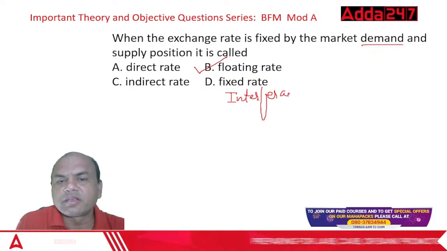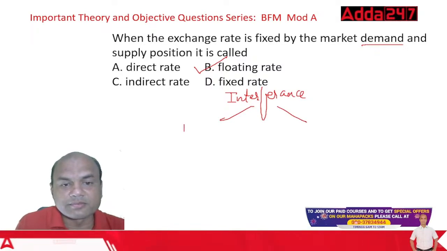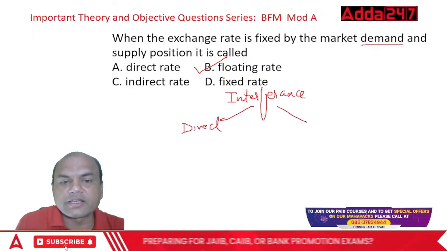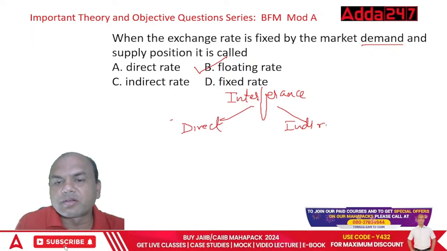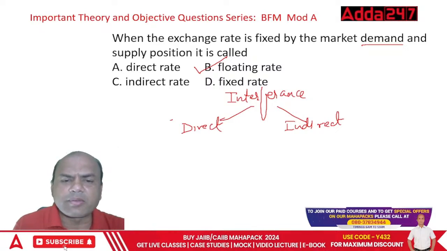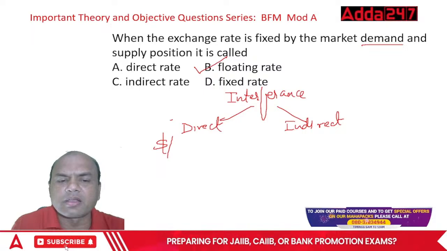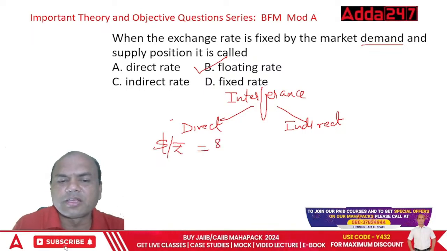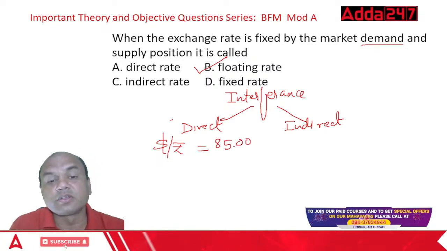Interference can be done in two ways: one is direct, and the second is indirect. Direct means RBI says that from today the dollar to rupee rate is XYZ, let's say 85. That's it. Nobody can change it. This is known as fixed.